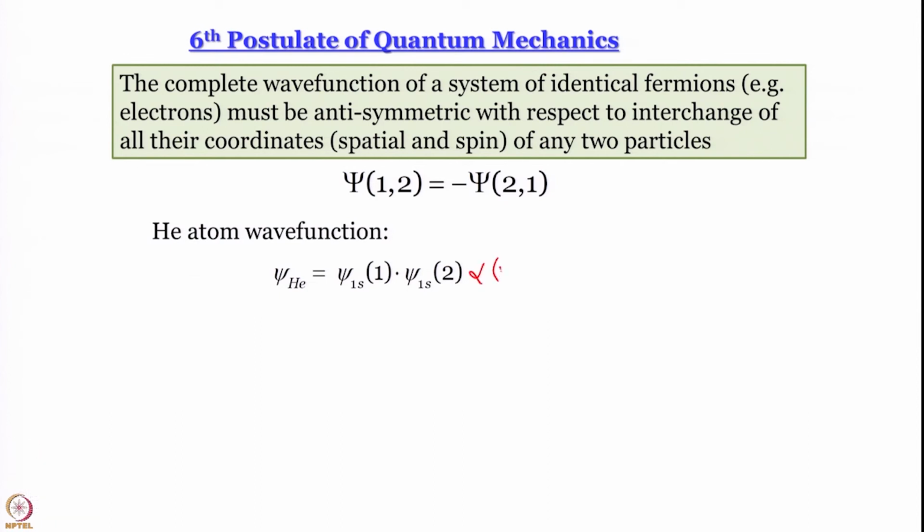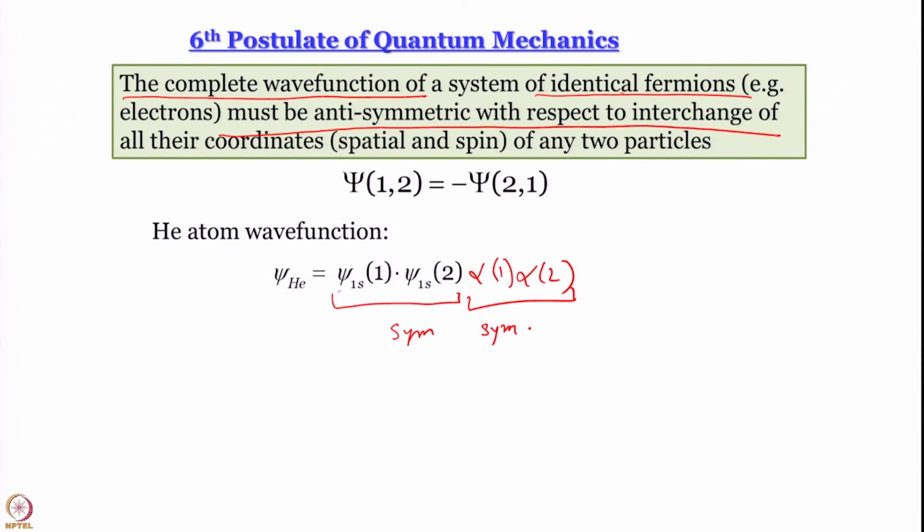So, if I just write, say, alpha 1 alpha 2, then what is the problem? The problem is this is symmetric with respect to exchange, and this here is also symmetric with respect to exchange. So, the product is also symmetric, but we have just learned that for identical fermions the complete wave function must be antisymmetric with respect to exchange. So, this is not an acceptable wave function. The moment you bring in the spin part, some of the spatial wave functions are not going to be allowed anymore.